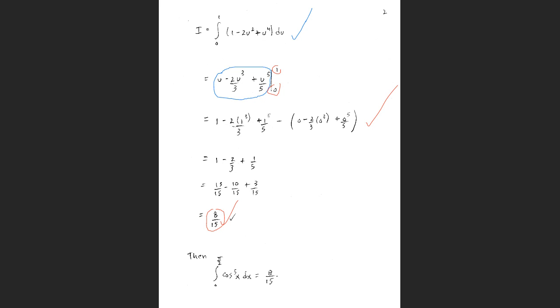WebAssign always wants simplified radical form, unless it says give me a decimal. It'll want simplified radical form.